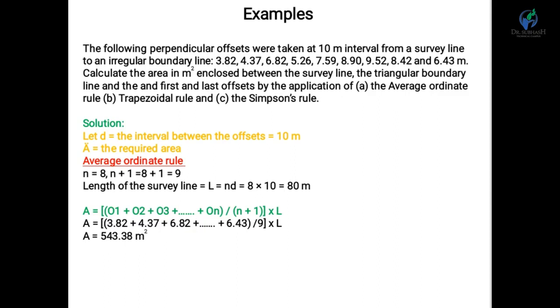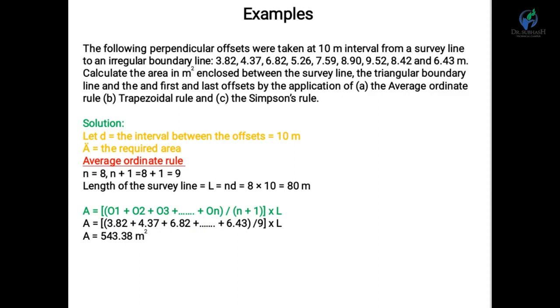First, we have to calculate the area using the average rule, second, using the trapezoidal rule, and after that, using the Simpson rule. It is very useful for considering the different rules and their accuracy. Now, as per the given data, the common distance is 10 meter and A is the required area.